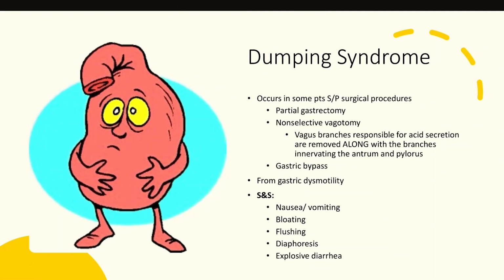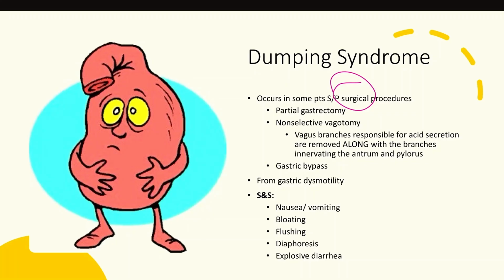So the first one is dumping syndrome. This is very common in surgical patients. Status post-surgical procedures is where you'll see a lot of this dumping syndrome. So partial gastrectomy, non-selective vagotomy. Remember, the vagus nerve is responsible for a lot of things in that stomach, and if you cut it, nothing's going to stimulate the stomach to do stuff. Or gastric bypass. So basically, gastric dysmotility, everything goes through the system way too fast. It's dumping, everything goes right through.